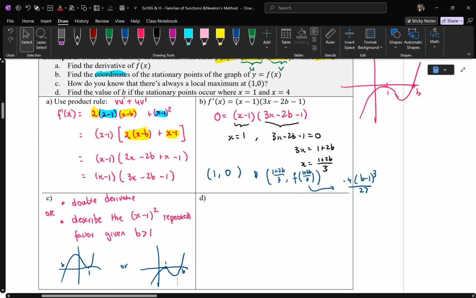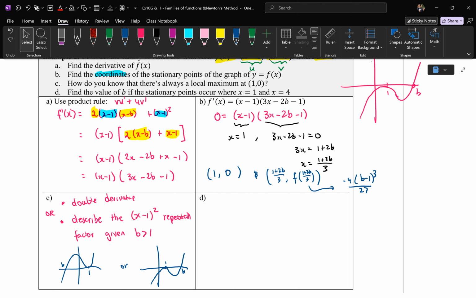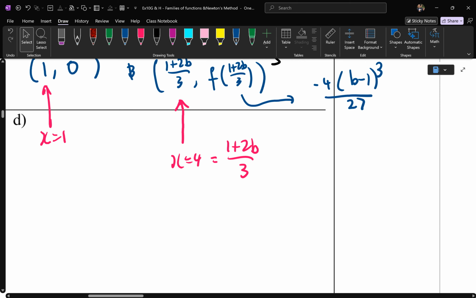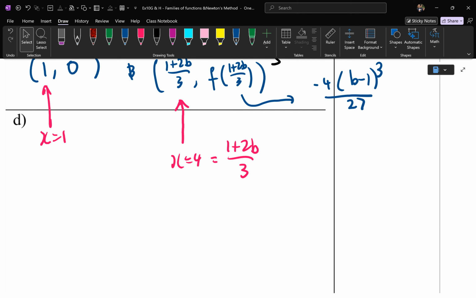And finally, D, find the value of b if the stationary points occur where x equals 1 and x equals 4. We already know this is your second one. This is where x equals 1. This is x equals 4, so that must mean 4 is equal to 1 plus 2b on 3. You can solve that equation because there's two stationary points. We already know the first one's at (1, 0), so the second one must be at x equals 4.